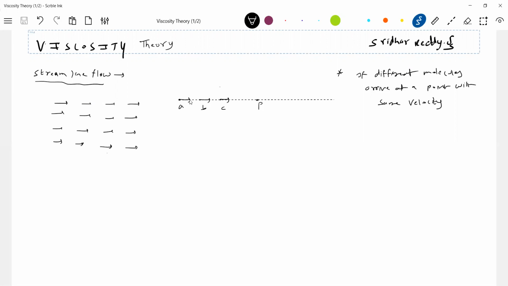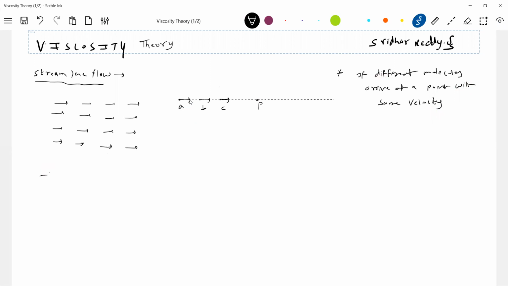Sorry, is it that they must arrive with the same speed or same velocity? Same velocity. All particles must follow the same speed and direction at a point P. Suppose the velocity of the liquid at point P is 10 meter per second along the x-axis. All the particles arriving there must have speed 10 meter per second and direction along the positive x-axis. Then only it's said to be streamline flow. If the particles arrive at point P with the same speed but different direction, it will become turbulent. So if different molecules arrive at a point with the same velocity, then it's said to be streamline flow.